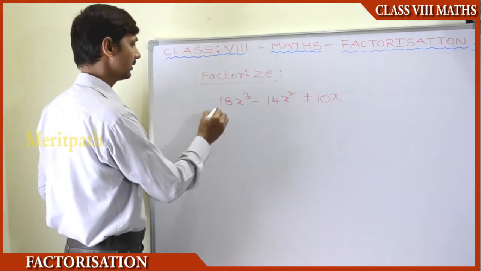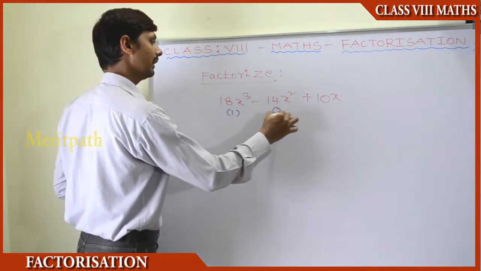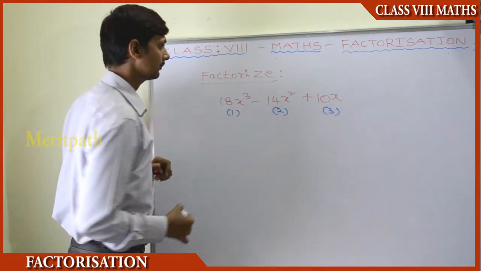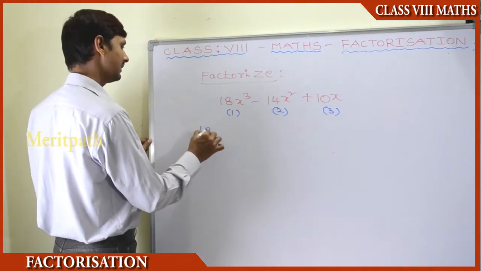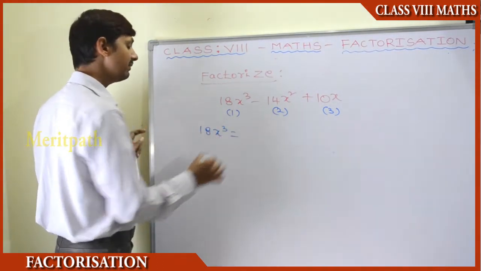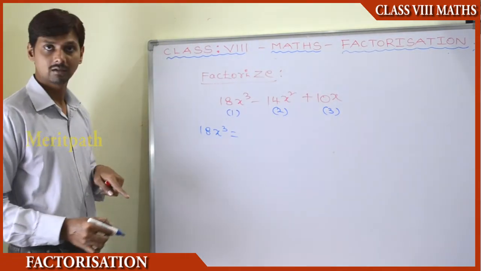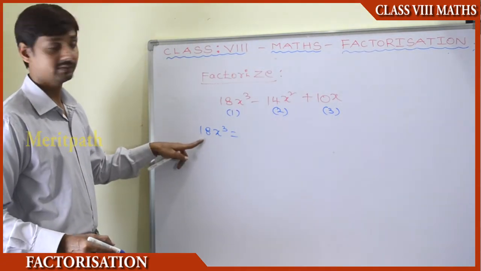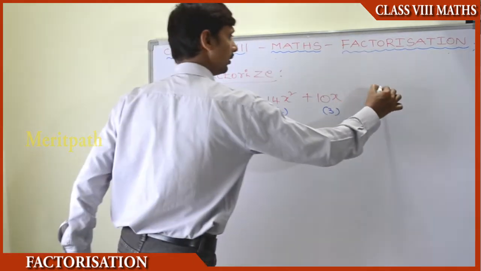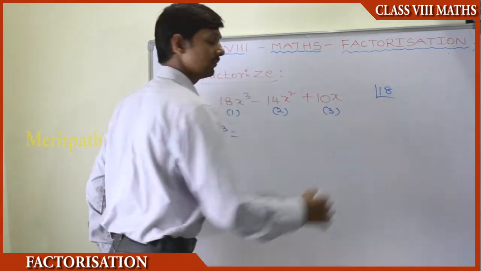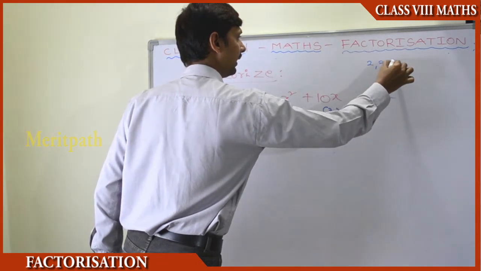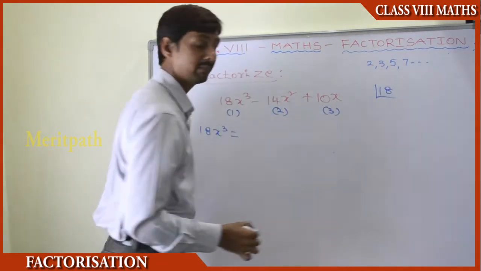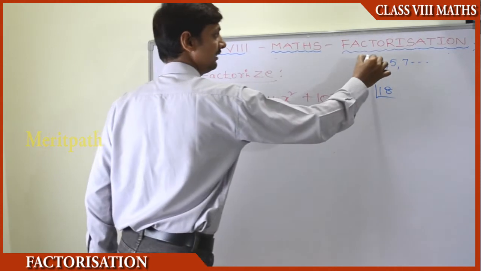Let's take the first term. This is the first term, second term and third term. So let's take the first term. The first term is 18x cube. When we factorize 18, only 18, let's take the prime numbers 2, 3, 5, 7 and so on. The first prime number is 2.